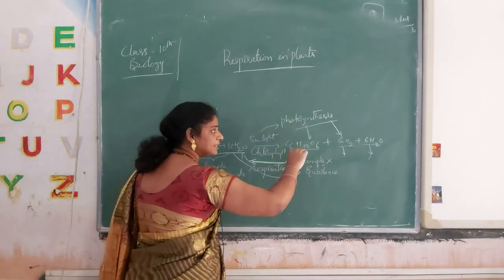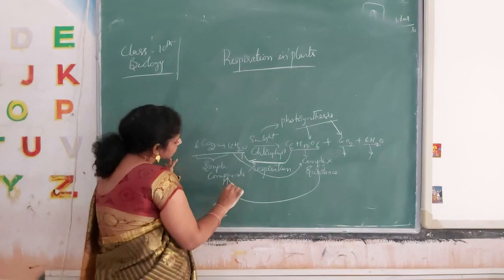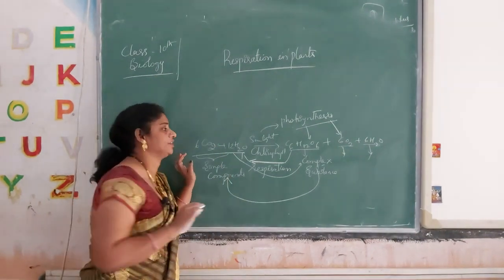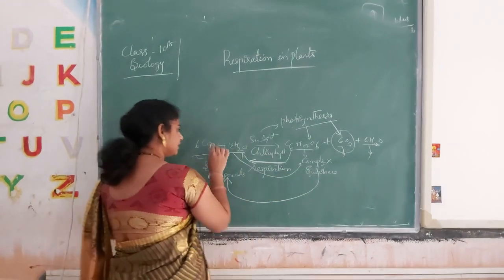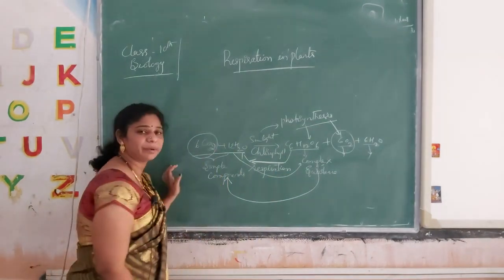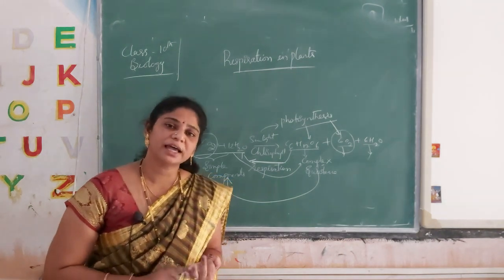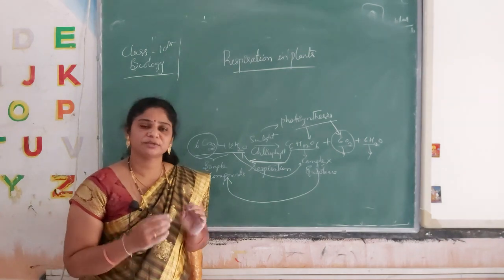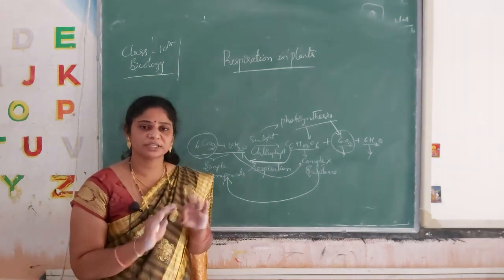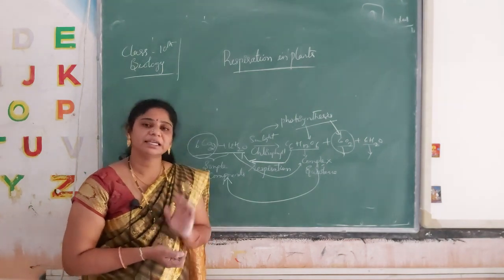And in the respiration process, what is happening? Complex substances are converted into simple compounds. That is the main difference. In photosynthesis oxygen is evolved, in respiration carbon dioxide is evolved, so two gases are exchanged in plants during photosynthesis and respiration, carbon dioxide and oxygen.